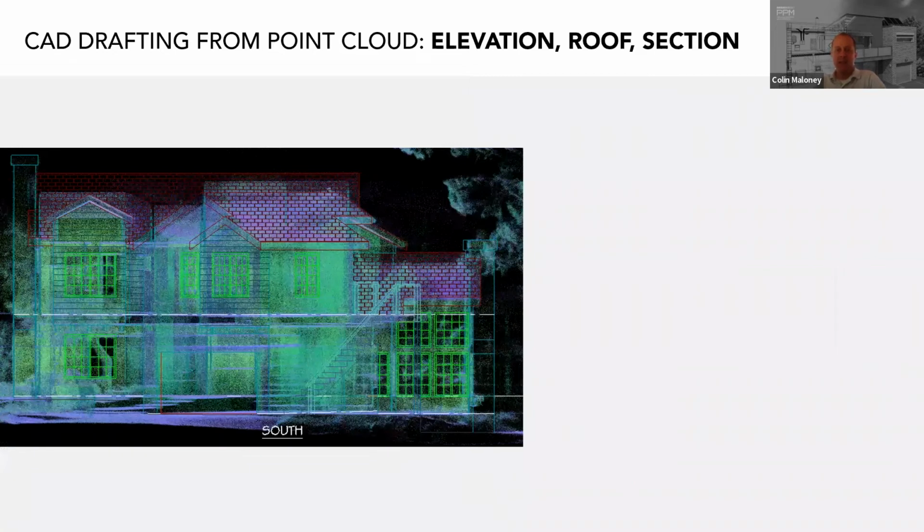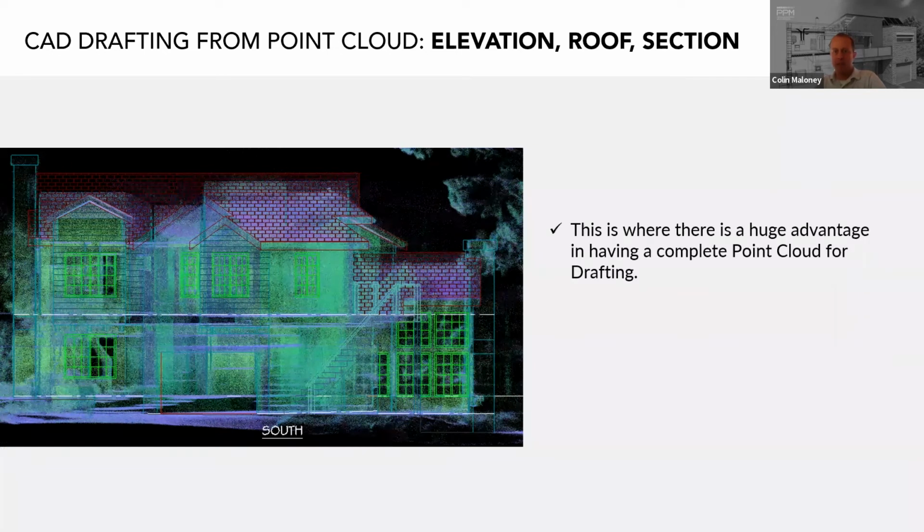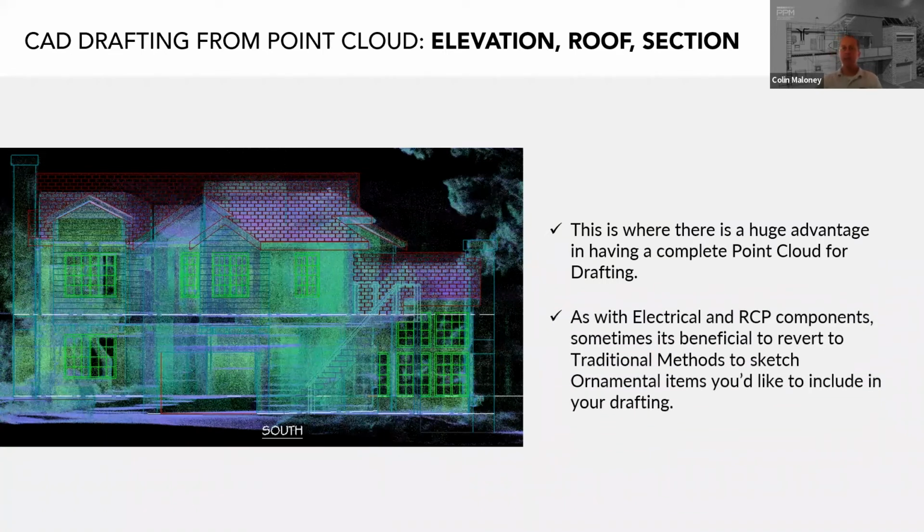So now let's get into drafting in other views, such as the elevation, the roof, and the section from the cloud. This is where having a huge advantage in point clouds for drafting is apparent, provided that you are able to access the roof in scanning. You will have a complete picture of not only the roof behavior, but also every height you'll need to properly draft your roof, exterior elevations, and any sections you might need. As with electrical and RCP, sometimes it's beneficial to revert to those traditional methods to sketch ornamental items that you'd like to include in your drafting.